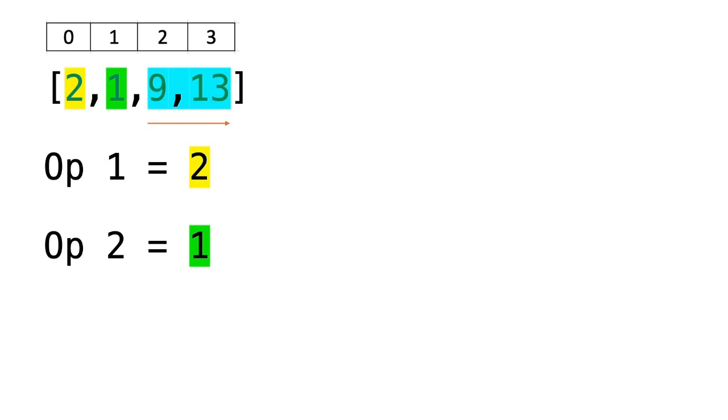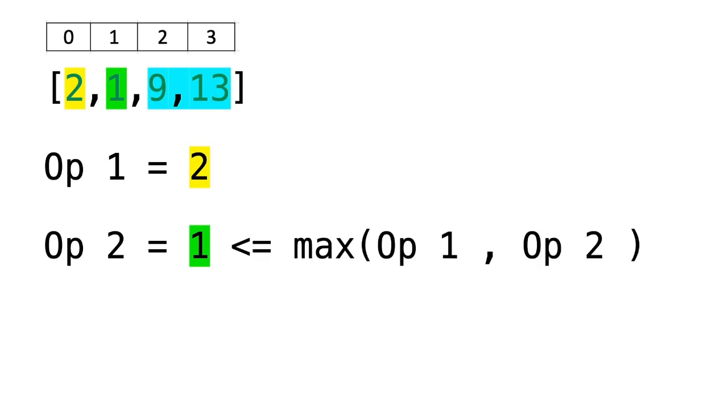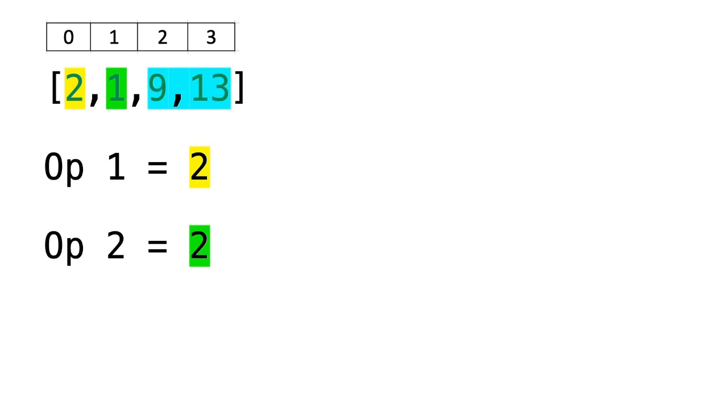If the index position is an even number, we will assign option 2 as the maximum of option 1 and option 2. Out of option 1 and 2, the maximum value is 2. So we are assigning option 2 as 2. Next, we will assign option 1 as the sum of option 1 and the element at index position 2. So 2 plus 9 makes 11. So we are assigning option 1 as 11.